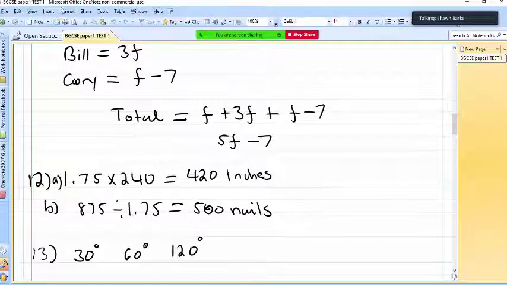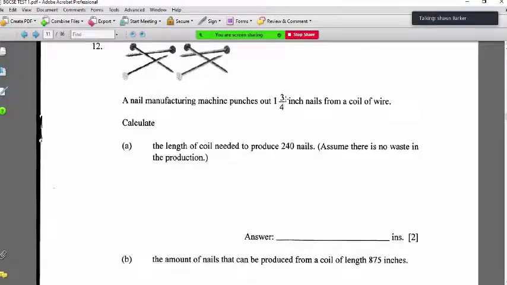Okay, so in this case, I converted 1 3/4 inch into decimal. So we have 1.75, right? Because 3/4 is 0.75. Remember, 1/4 is 25 cents, 2/4 is 50 cents, 3/4 is 75 cents. So therefore, if I have 1 3/4 inches of a nail, I have 1.75 inches of nail.